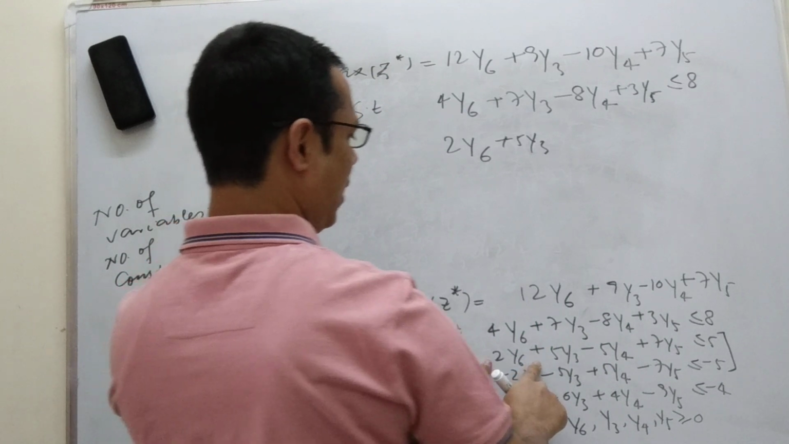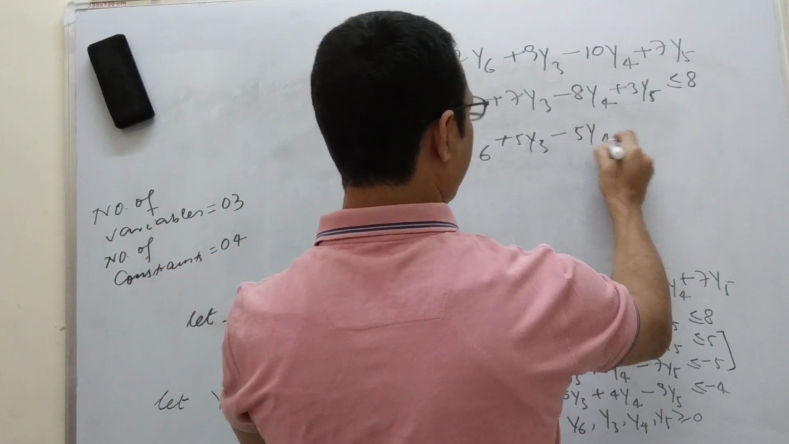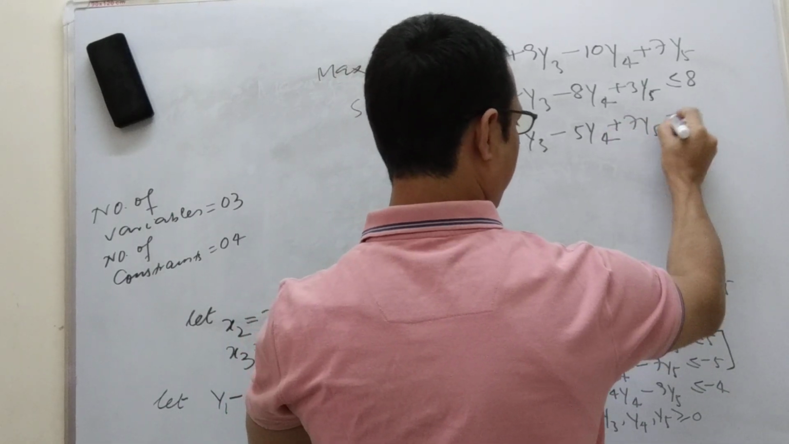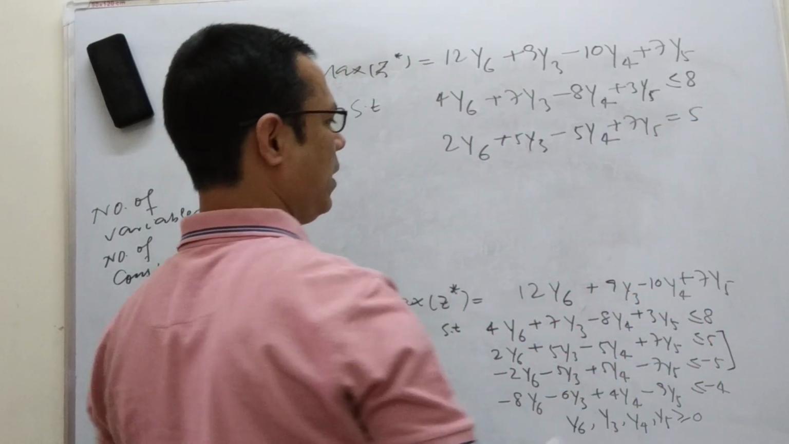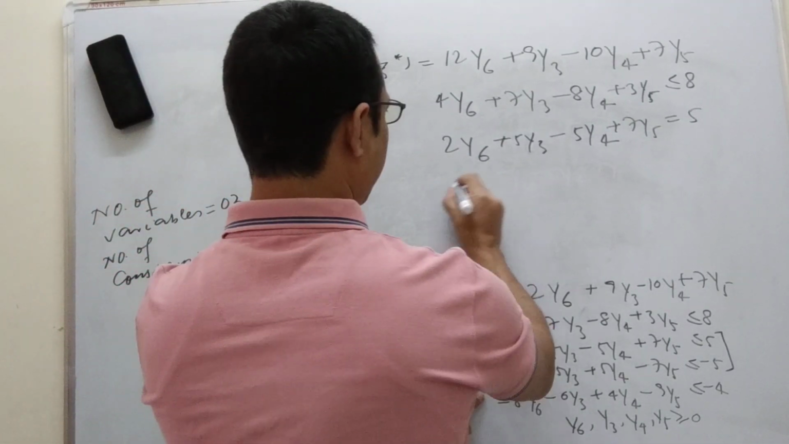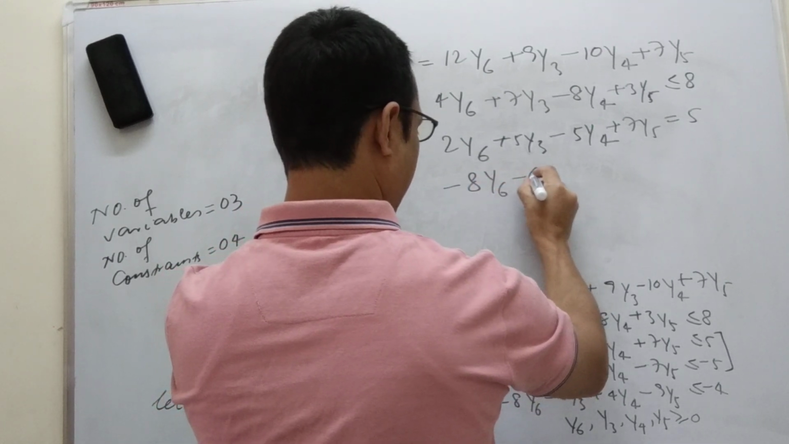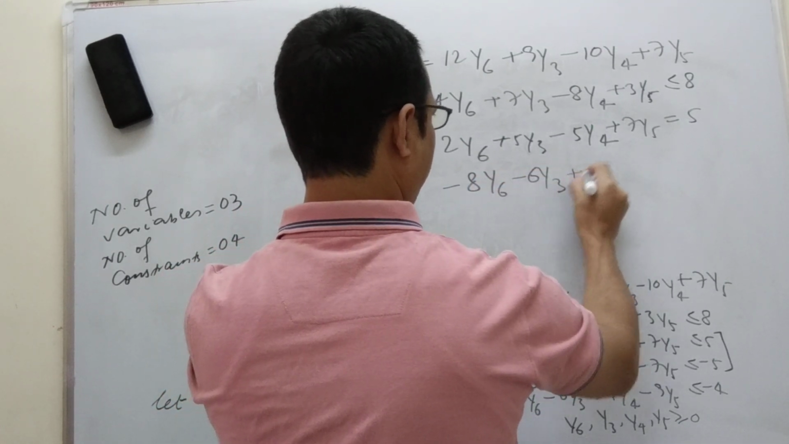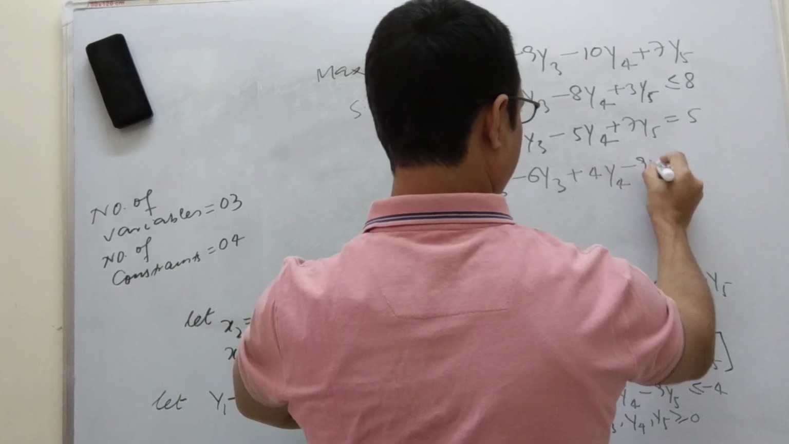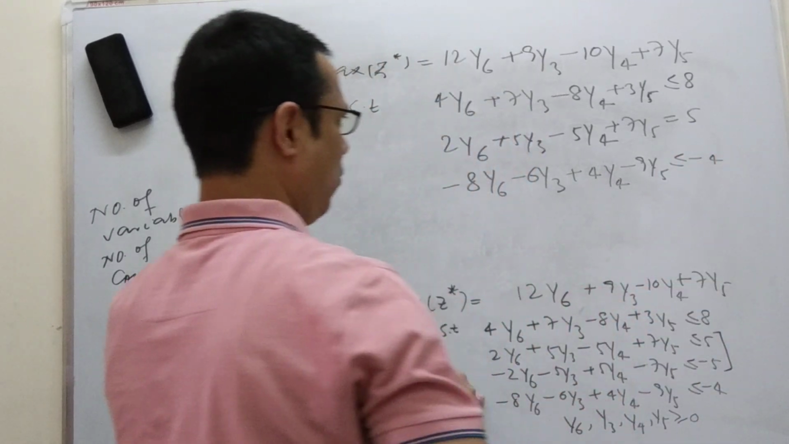So 2y6 plus 5y3 minus 5y4 plus 7y5 is equal to 5. Now these two constants have got changed into the form of equation. Last one, just need to copy: 8y6 minus 6y3 plus 4y4 minus 9y5 less than or equal to minus 4.